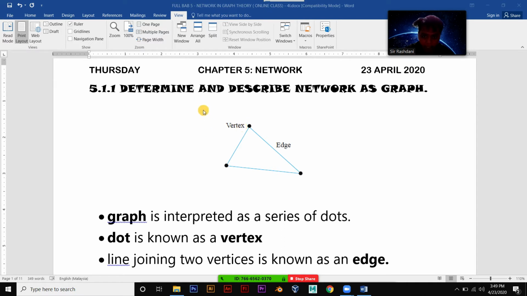Assume that this is a graph. This is our axis. This is our y-axis, and this is our x-axis. So this is in a graph. Then a line joining two vertices, this one with dot 1 and dot 2, is known as an edge. So this one is known as an edge.